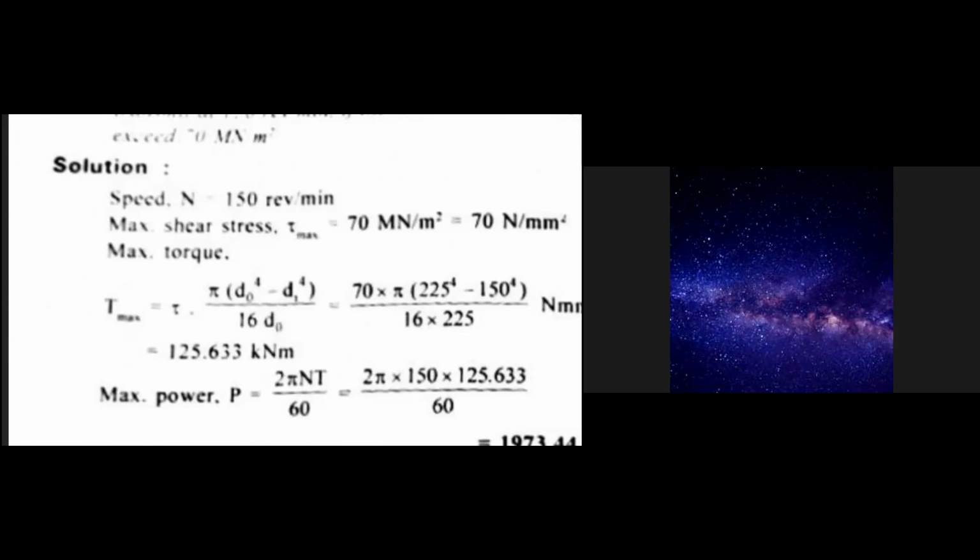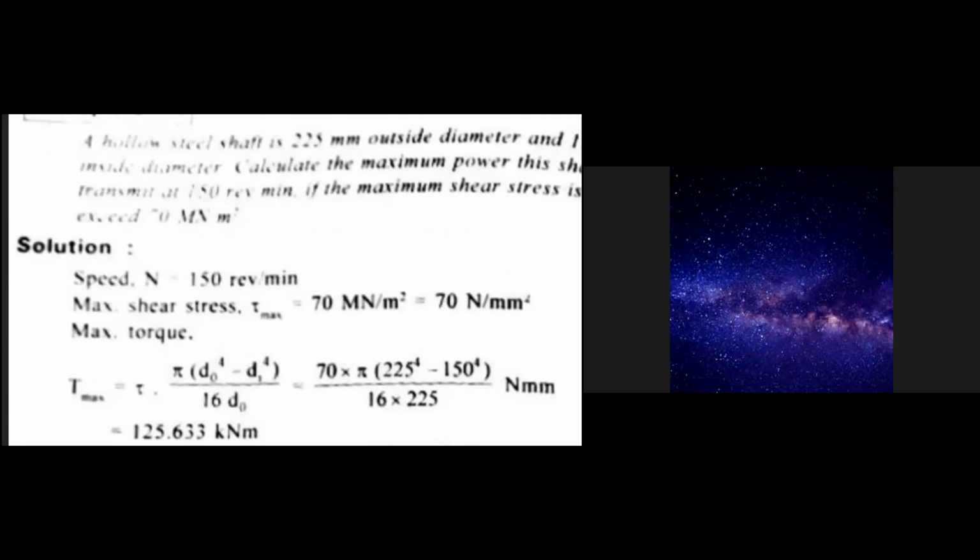70 meganewton per meter square. So first write down the given data. Speed of the shaft is 150 revolutions per minute and maximum shear stress tau max is equal to 70 meganewton per meter square. So we will get 70 Newton per mm square.